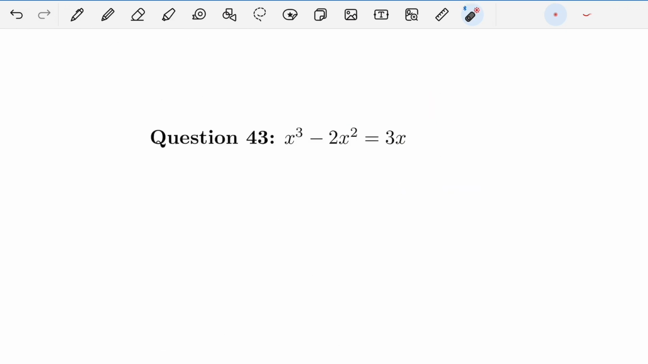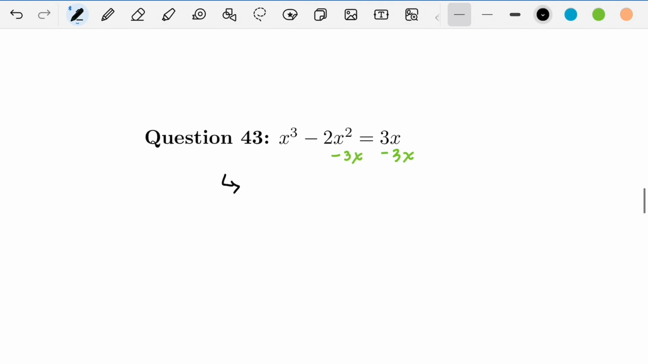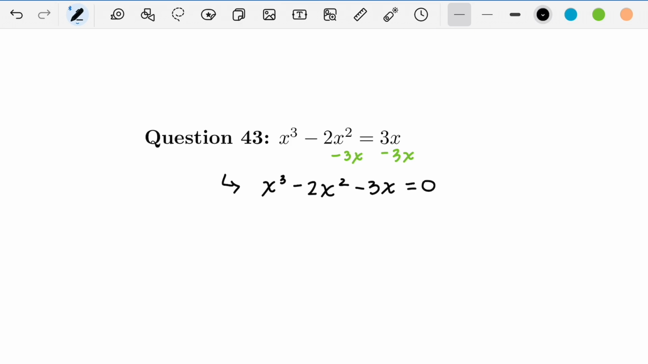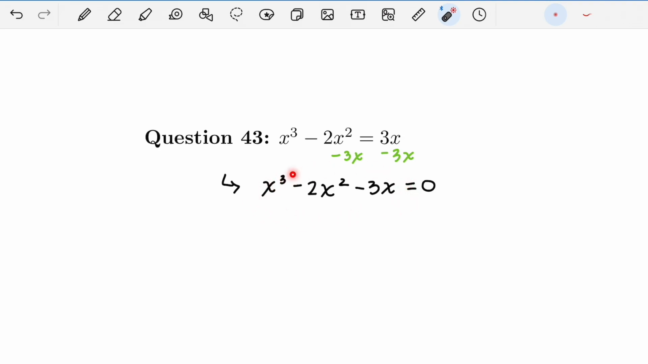Now for this next example, we're again going to have to rewrite this equation so that we can get it into the form that we want to use our zero factor property. So the first thing that we want is for the right-hand side to be 0. So we can subtract off 3x on both sides, so that we end up with x cubed minus 2x squared minus 3x equal to 0. Now from here, we want to factor this so that we end up with the product of two binomials on our left-hand side, and then we can apply the zero factor property.